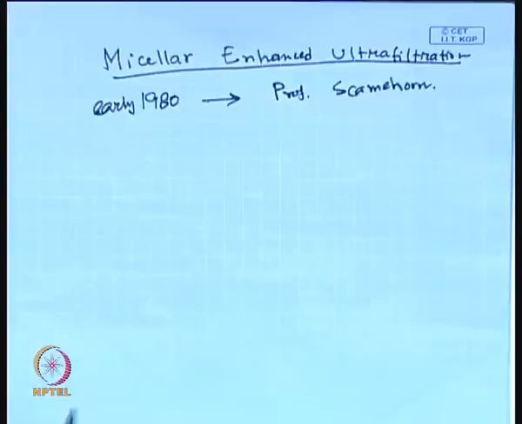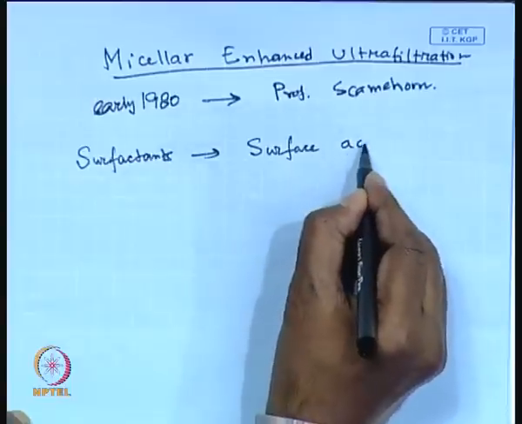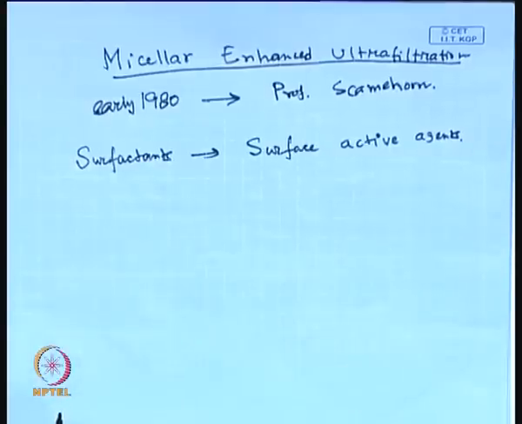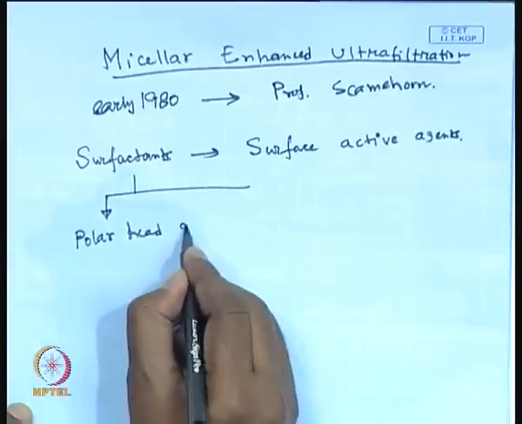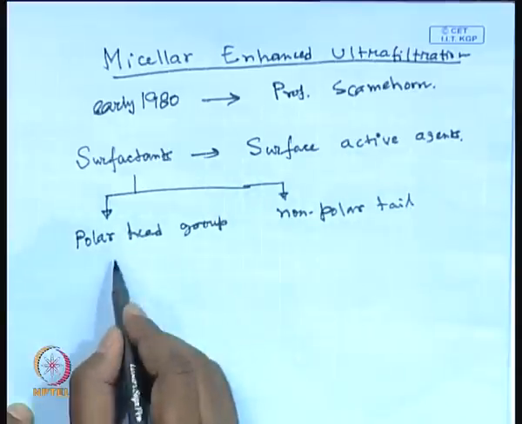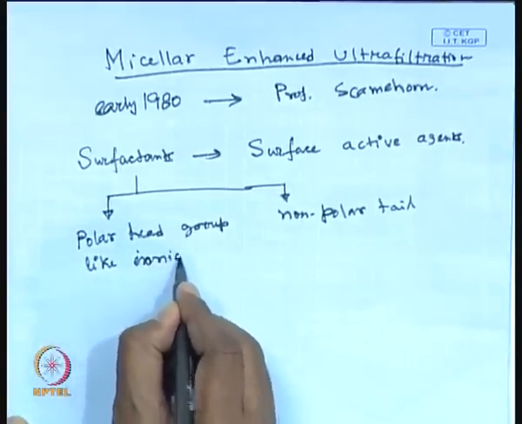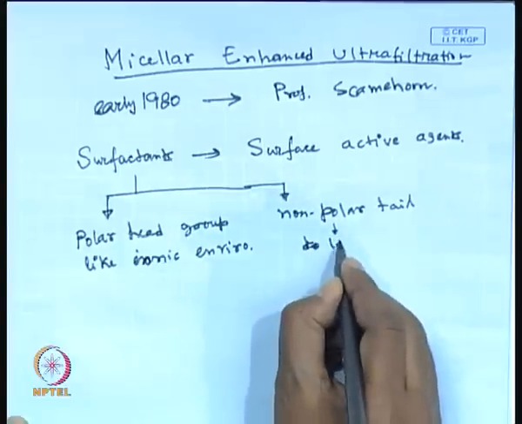But the idea is you can use surfactants in order to effect a good separation of organic or inorganic pollutants. Now, let us look into the surfactants. What are surfactants? Surfactants are nothing but surface active agents. These surfactants have polar head groups and non-polar tail groups. That is the typical characteristic of these surfactants. Polar head group means they love the aqueous solution, they like the ionic environment. On the other hand, the non-polar tail, they do not like the ionic environment, they like non-ionic environment.